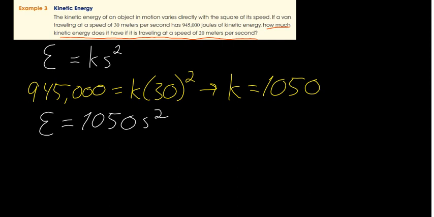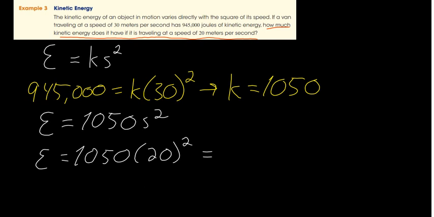All we're going to be doing is plugging in 20 for S. So we're going to have E is equal to 1050 times 20 squared. And 20 squared is 400, and 400 times 1050 is 420,000.